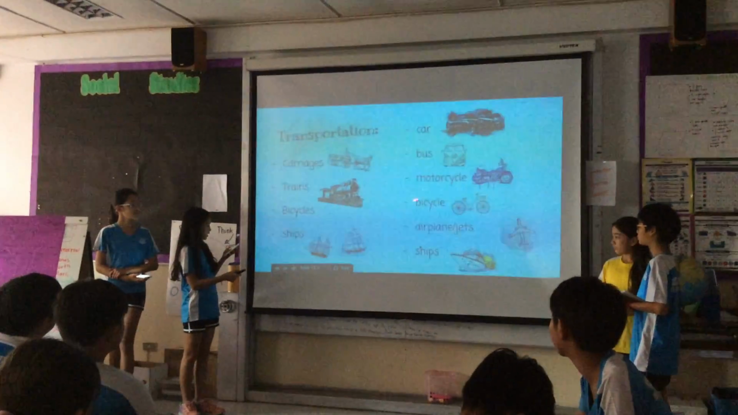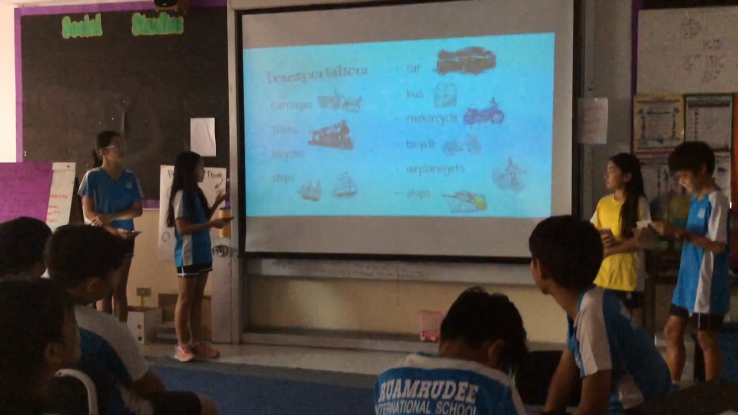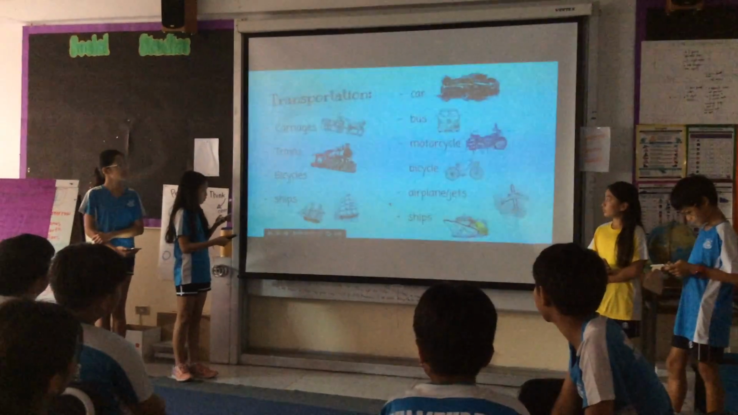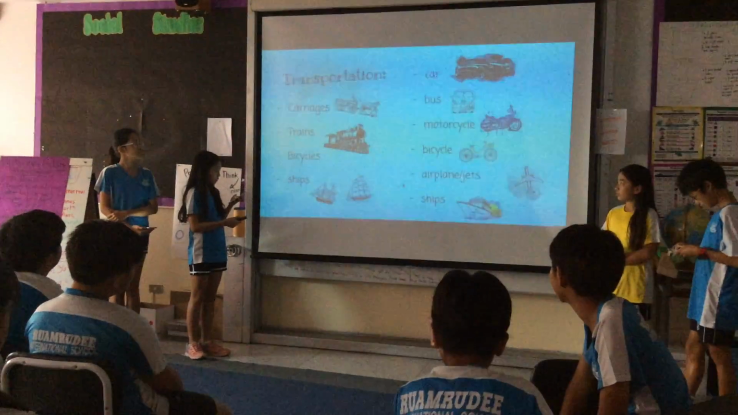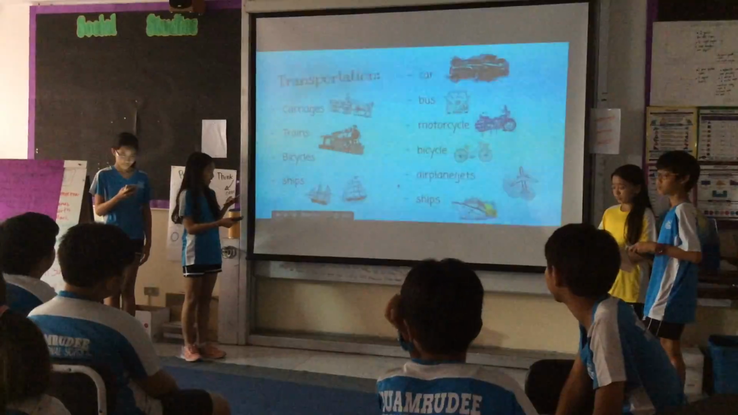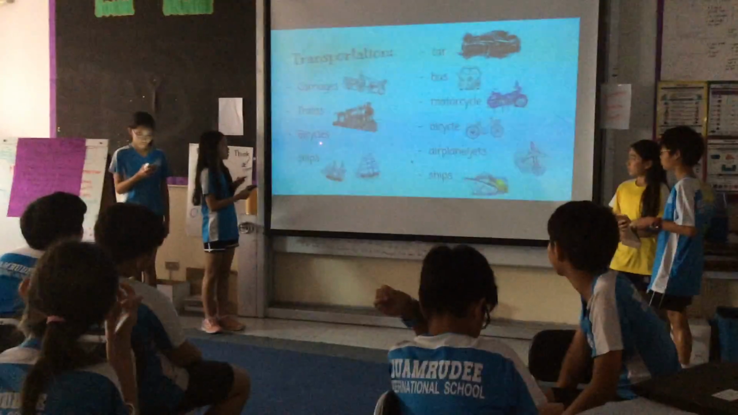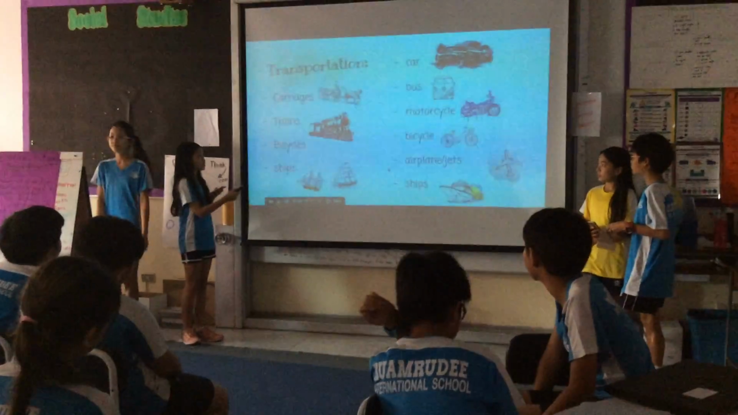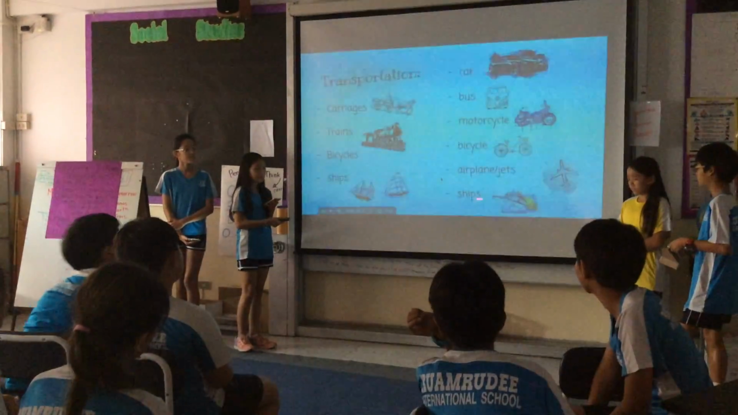Here is what people in the olden days and nowadays use to transport themselves and their goods to many places. You will see that the transportation that we use nowadays uses more fuel and is a lot faster. At the left-hand side is olden days, and the right is nowadays. In the olden days, they used carriages, trains, bicycles, and ships. But nowadays, we use cars, buses, motorcycles, bicycles, airplanes or jets, and ships.